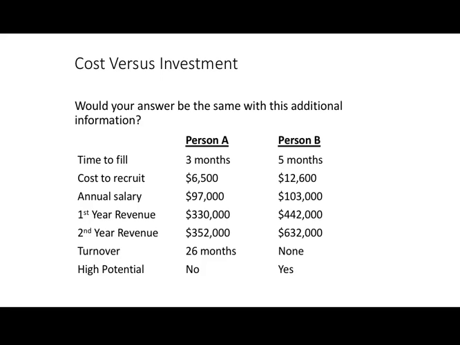And particularly for this sort of position at the $100,000 and above level, you're starting to talk now about skill sets that are really important that you're going to have to pay for. So certainly for higher level positions, it doesn't hurt to spend a little bit more money to get that much better of a candidate. And as you can see, the difference between $330,000 revenue in the first year for A and $442,000 for person B, that's a big difference.